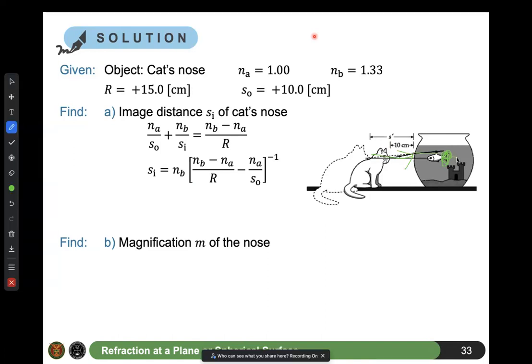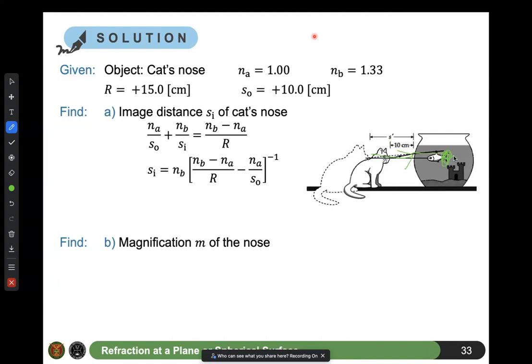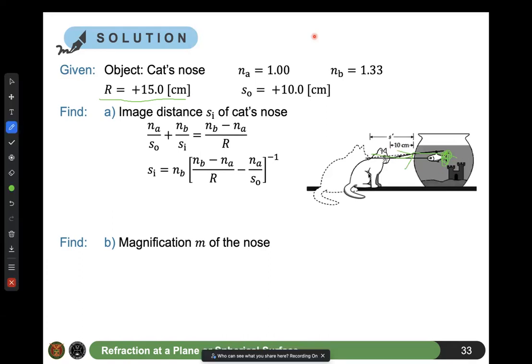Refract through the center, so the outgoing rays are on the same side as the center of curvature. Therefore, the sign of our R is positive. Okay? So take note, here we have a convex refracting surface. With respect to the cat, the surface is convex, so R is positive.